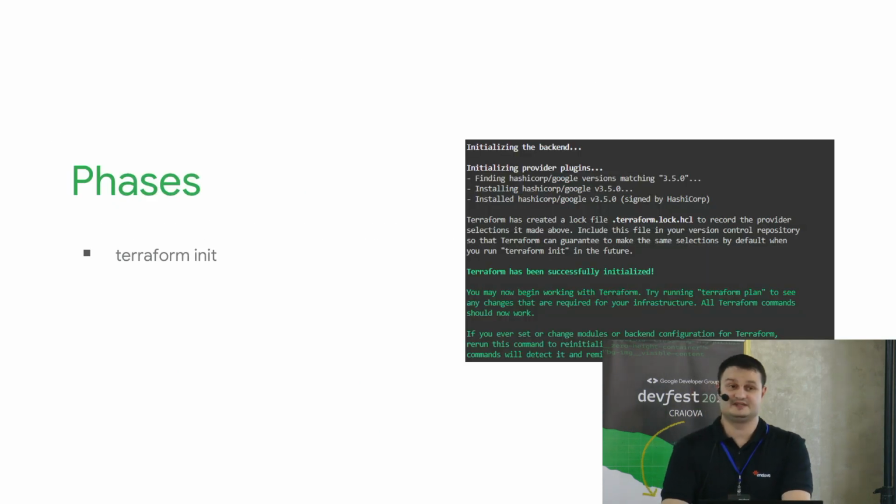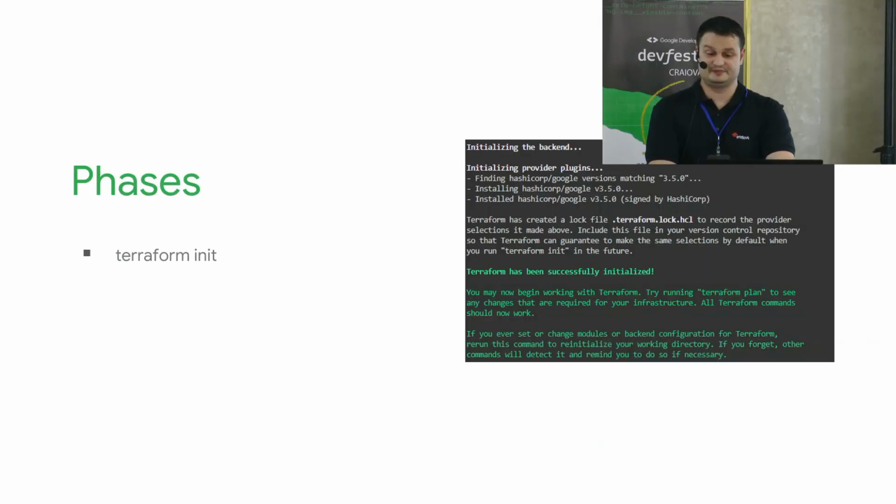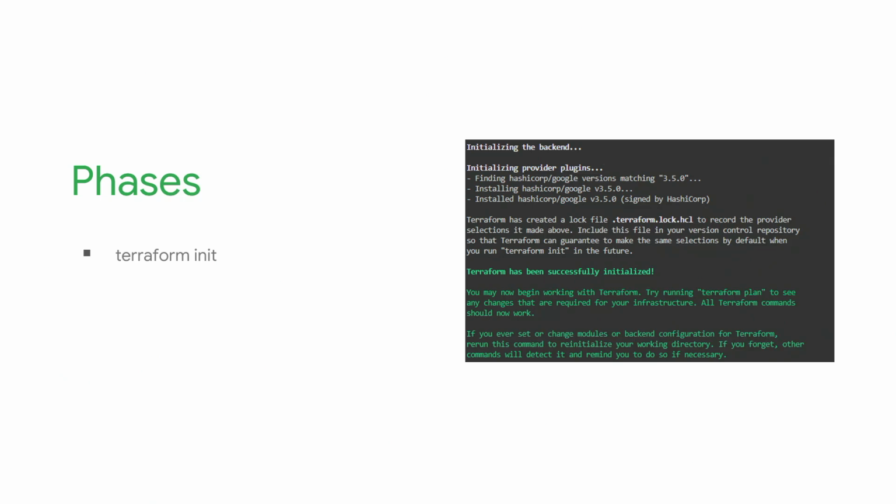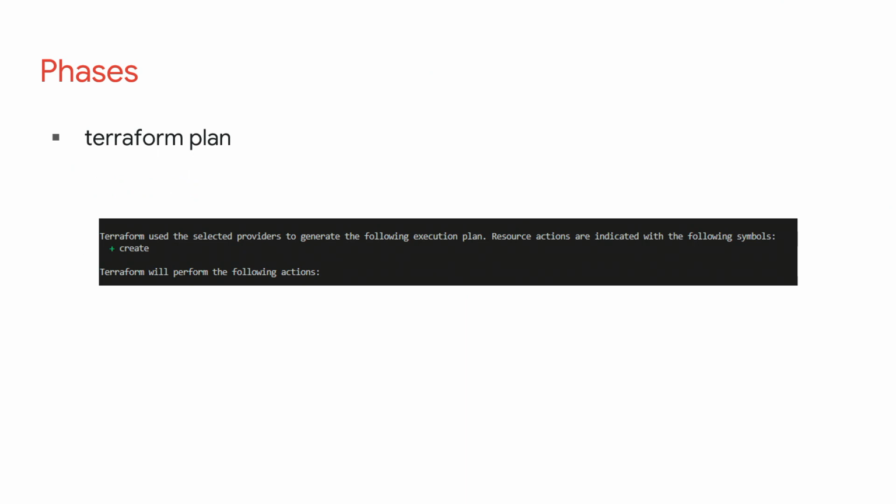The first phase is the init phase. During this, Terraform downloads the necessary plugins for attempting connection to the providers. During the plan phase, Terraform will refresh the state file from the memory. The first time we run this, there is no such file.